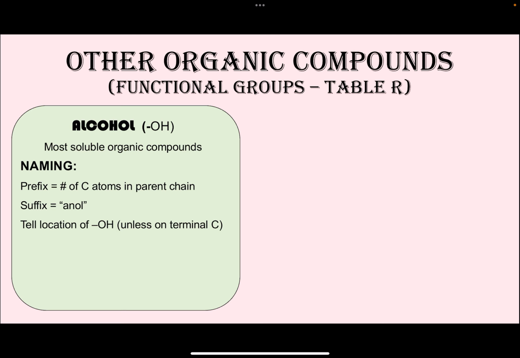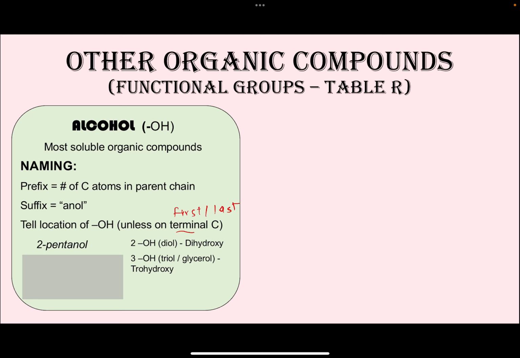When we are naming them, we name the prefix based on the number of carbon atoms in the parent chain, and then we use the suffix -anol. That indicates that this is an alcohol. And then we do have to indicate the location of the OH unless the OH is on the terminal carbon. Terminal means first or last carbon. So if the OH is on the first or last carbon, then we do not need to put the location, otherwise we have to. For example, here we have 2-pentanol.